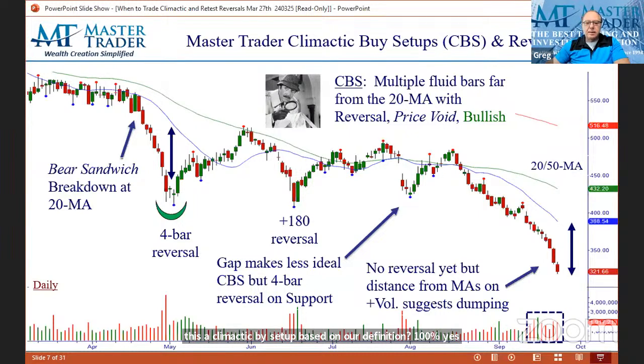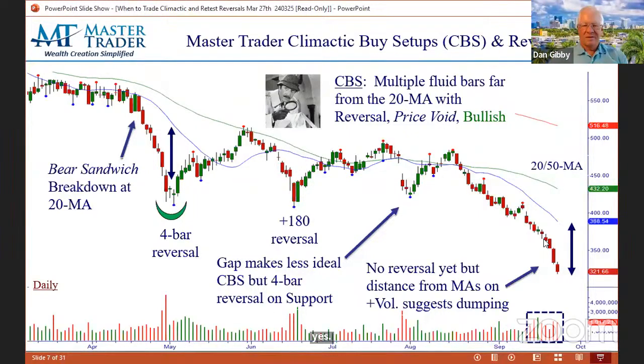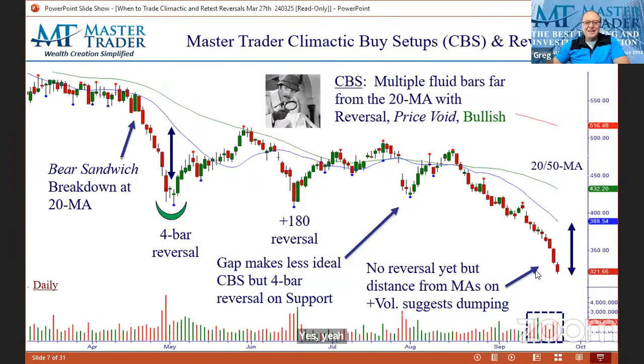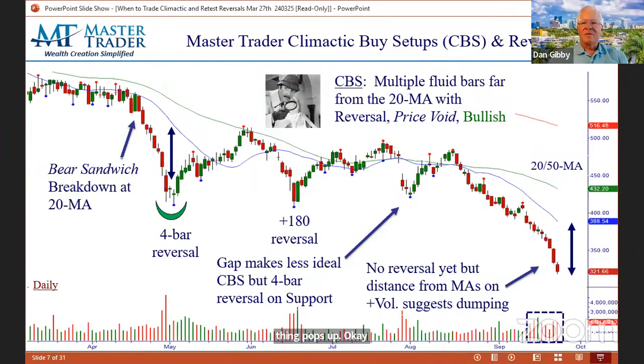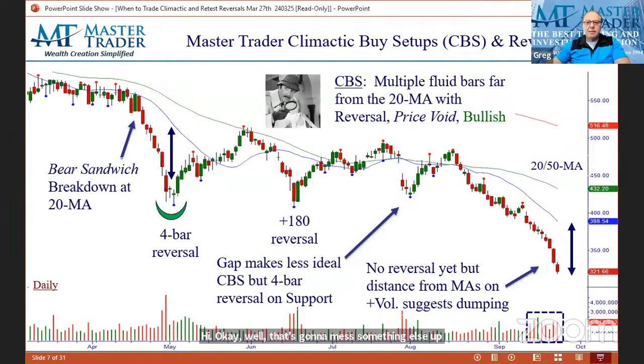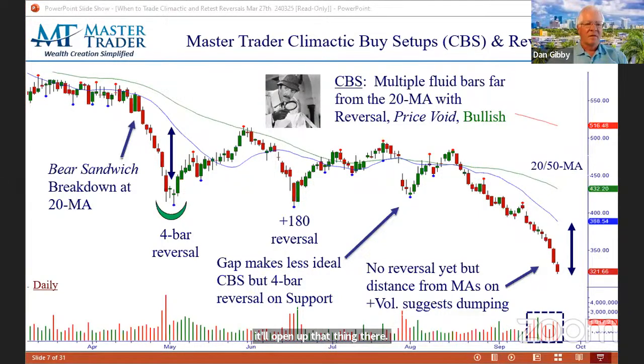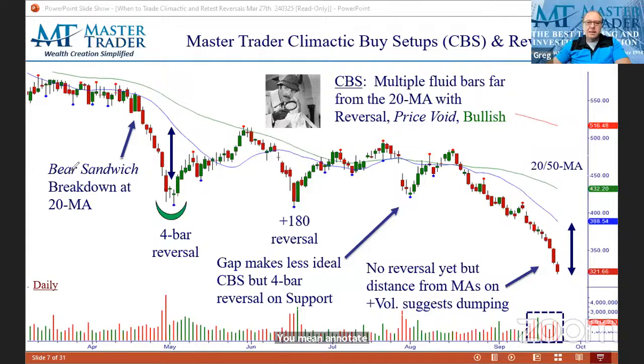Then I don't see your red thing anymore. Yeah, because they changed it. No, but it's good. Just hit your attributes and a little thing pops up. It helps everybody see what you're pointing at. Okay, but that's going to mess something else up. Shouldn't. You go to view options and hit attributes and it'll open up that thing there. You mean annotate? Yeah. Well, you got to get there. It depends on how it's set, but yeah.